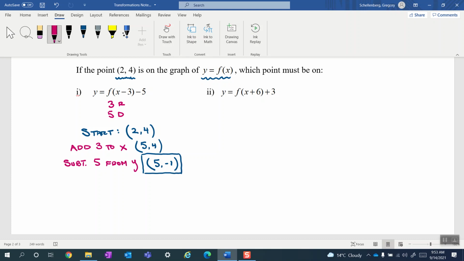Okay, next one, the translated function is f of x plus 6 plus 3. So we've got a shift of 6 units to the left and 3 units up. Translating 6 units to the left, I'm going to subtract 6 from the x coordinate. 2 minus 6, we get -4. 3 units up, we're going to add 3 to the y coordinate. 4 plus 3, we get 7. And there's our final answer.